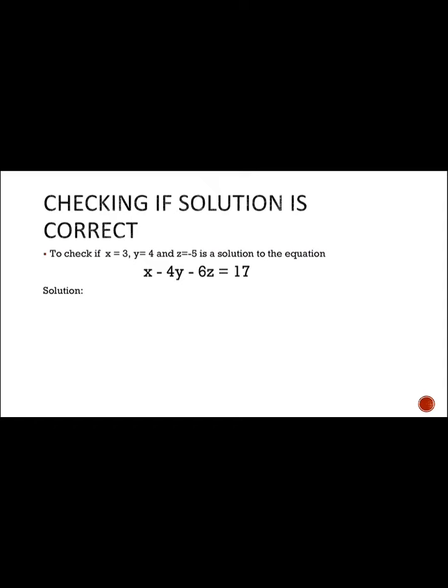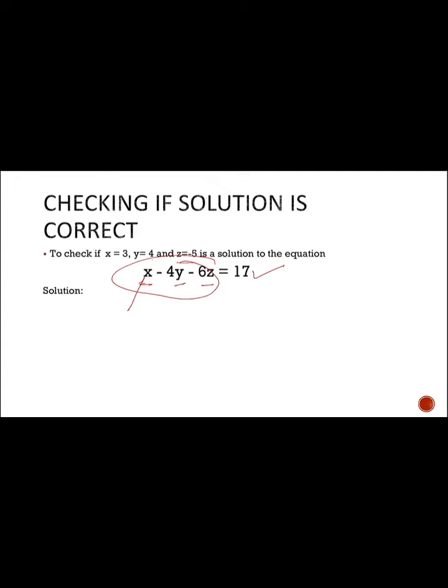Next one, let's see. Check if the solution is correct. Looking at the question, we check if x equals 3, y equals 4, and z equals minus 5 is a solution to the equation. How do we do that? As simple as that. Substitute the values of the variables in your equation on one side and check if it's equal to the other side. So let's start.